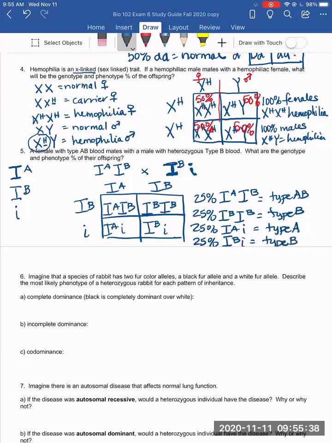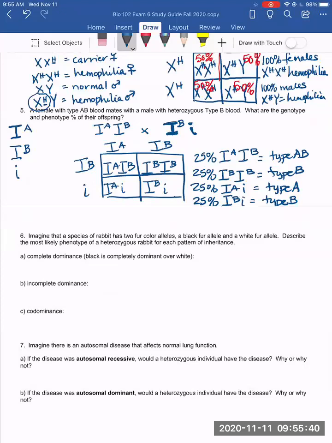So what you would do then, if you were picking a multiple choice question, you would combine these two, and that would be 50% type B. Okay, so your final answer would be 25% type AB, 25% type A, and 50% type B. Okay, 25 of those are homozygous and 25 are heterozygous.